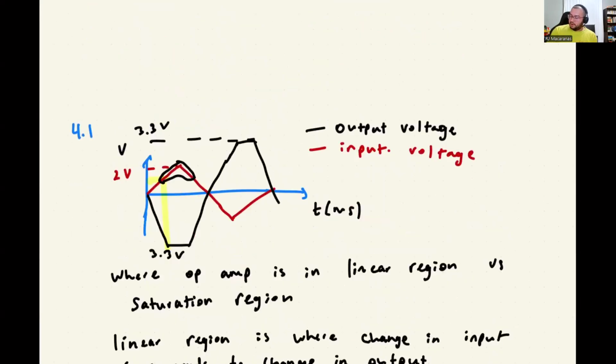Oh, I left a lot of space there. So if there aren't any questions, we'll move on to this next example, 4.3, where we actually kind of look at an op-amp circuit.